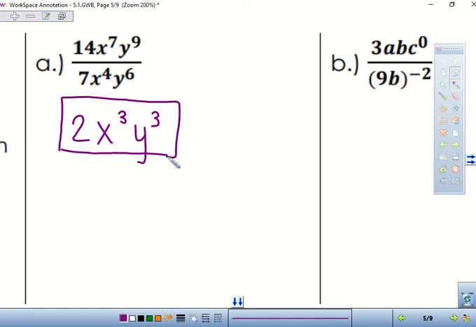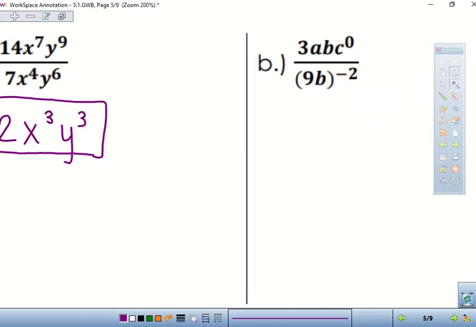Okay? Yes? Why is it on the top and not the bottom? Because the one with the higher exponent is going to keep it. Yeah, the one with the higher exponent keeps it, numerator versus denominator. Alright. Next one.